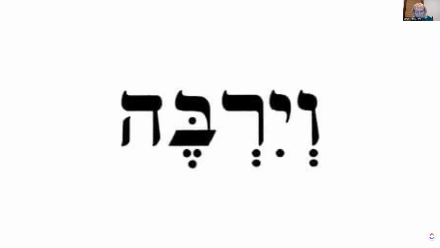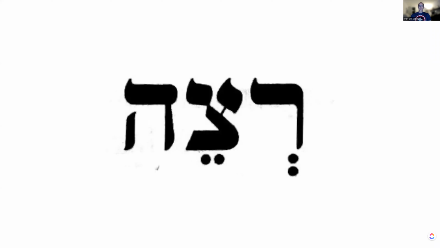Excellent. Very good. All right, here's another one. We actually looked at this already. How many syllables? Two. Are they open or closed? Open, they're both open. Okay.